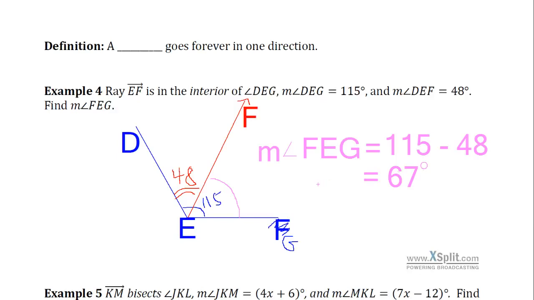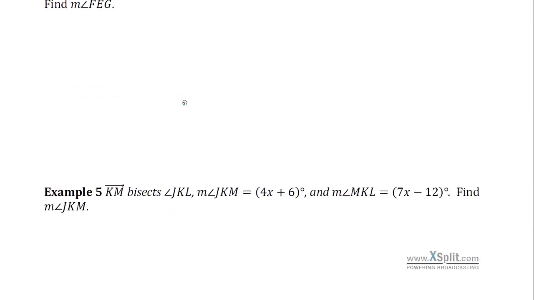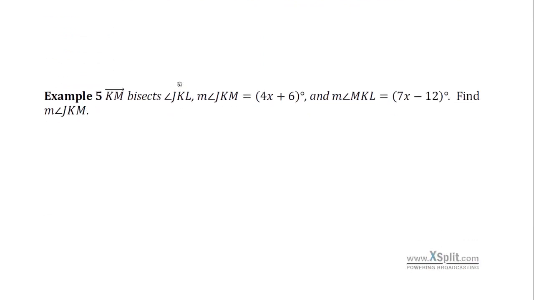Now for our last problem. KM bisects JKL. If you have any siblings, you're probably well familiar with the concept of one kid cuts, the other kid chooses. If you need to split some cake, split a cookie, etc. It's a reasonable thing. One kid cuts, the other kid chooses. You want to bisect something exactly. You want to cut it exactly in half if you're that child and you want exactly half of a piece.